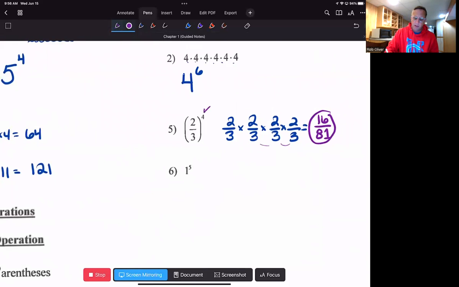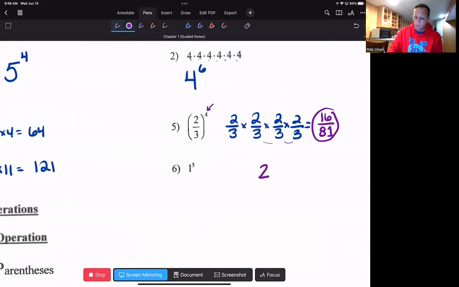Now notice how that 4, the exponent right there, is outside of the parentheses, meaning that we're taking that whole thing, 2/3, and multiplying it by itself 4 times. So it would be an entirely different problem if it was this. If it was 2 to the 4th over 3, that's an entirely different exponent problem, which we didn't have to do. It was 2/3 times 2/3 times 2/3.